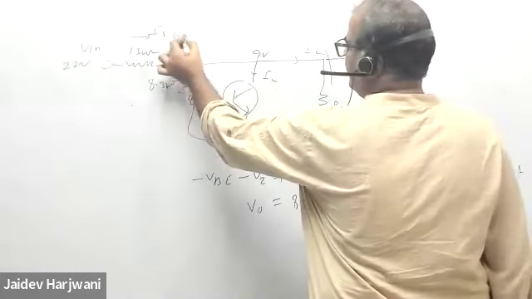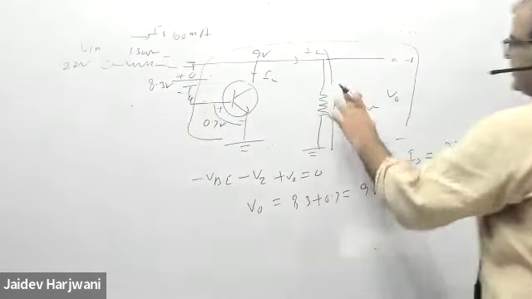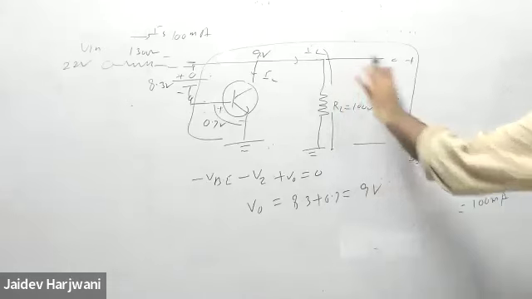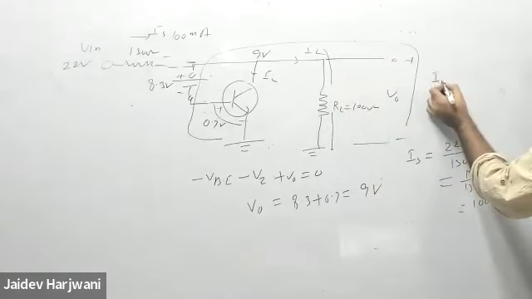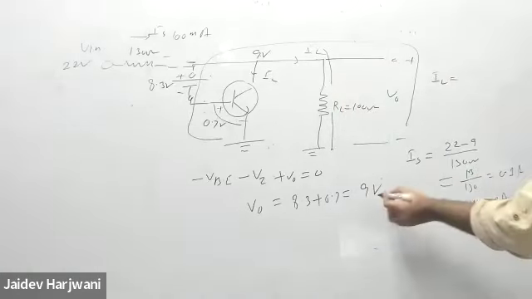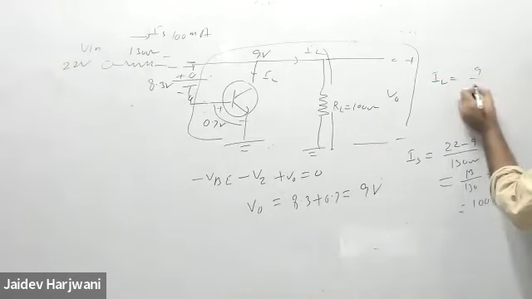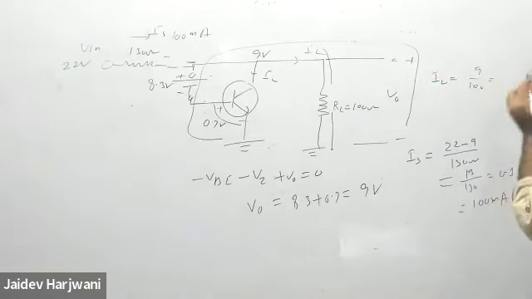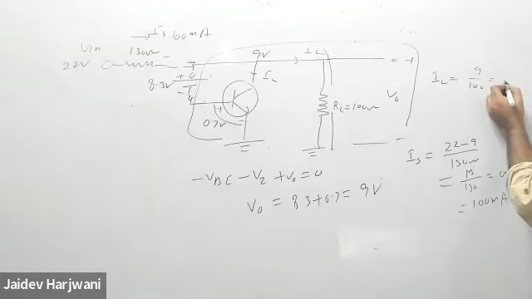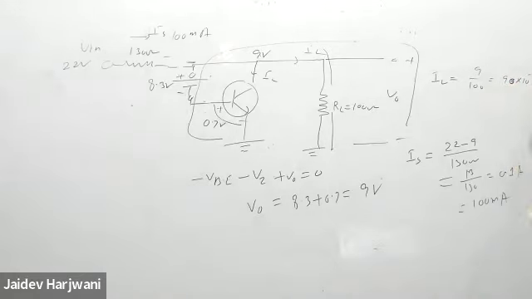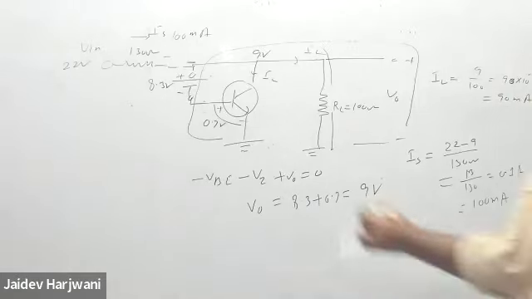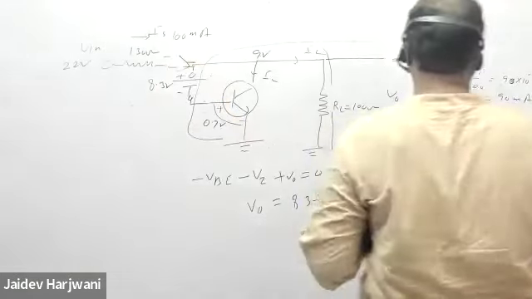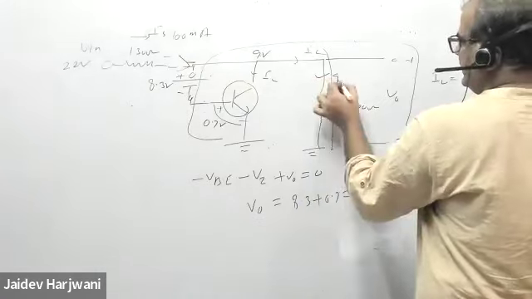How much current is going here? Tell me, IL is how much? IL is the voltage drop, 9 volt divided by 100 ohm. So this is 9 into 10 raised to power minus 3, that is 90 milliamps. So 100 milliamps current is coming from here and 90 is going here.